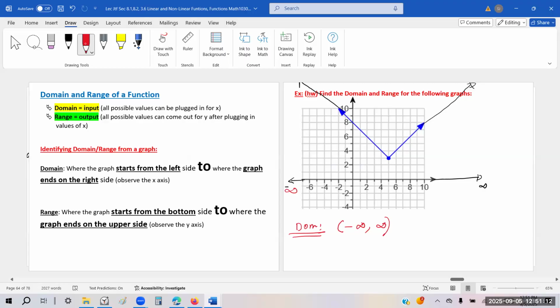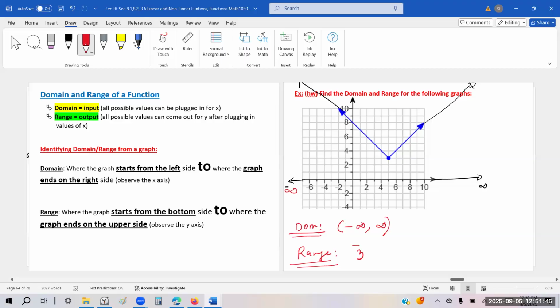Now the range is what? Y's, right? Now if you observe the y-axis, and if you look at the graph, what is the smallest y value you see? This is the smallest point in the graph, and the y value here is 3. So we do see a smallest number for the y. It's 3.